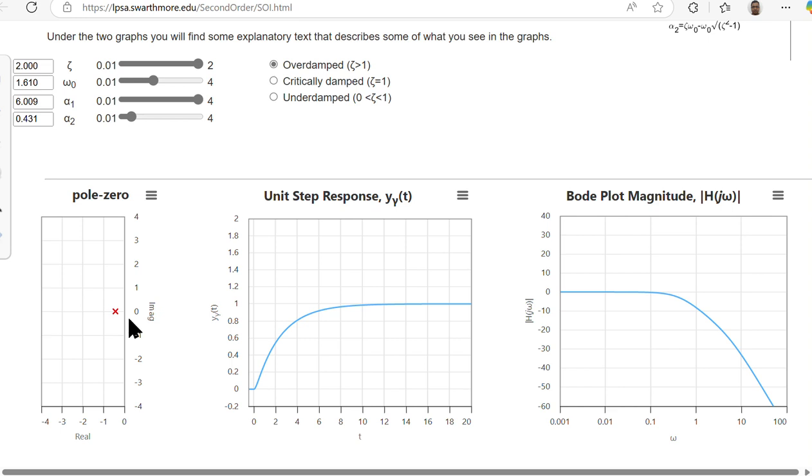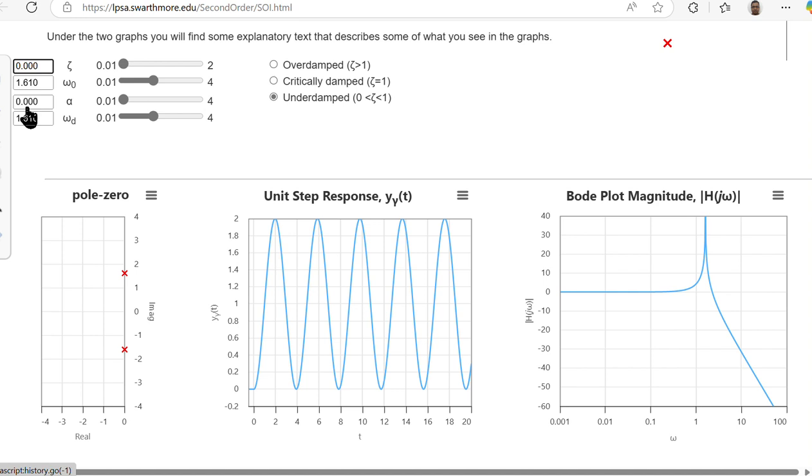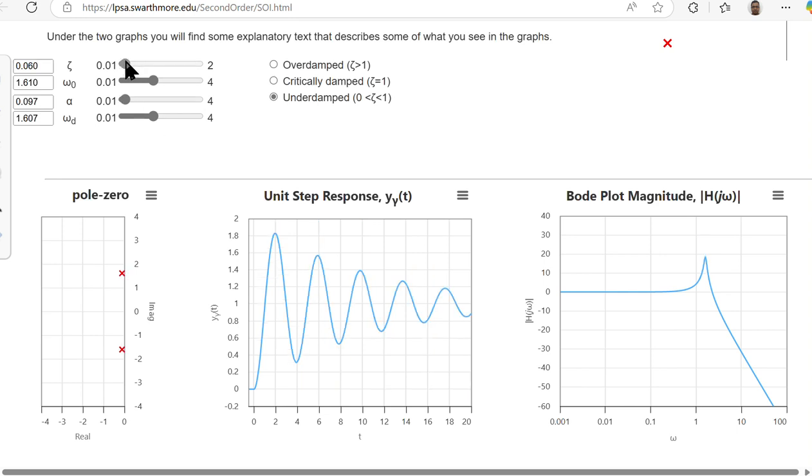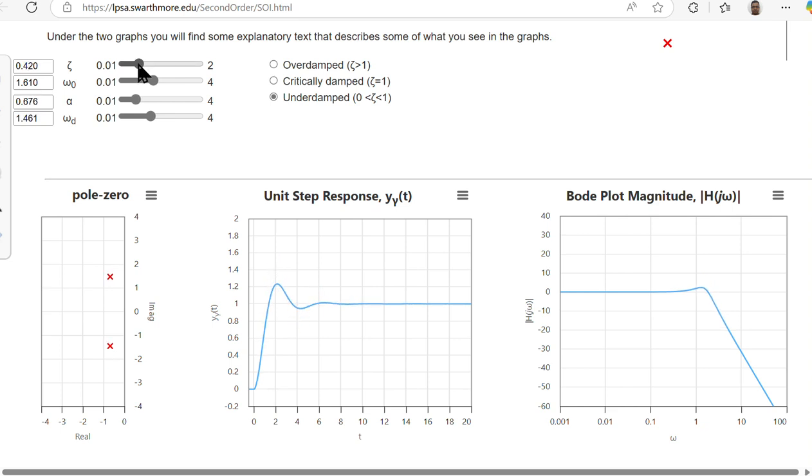Let's look at the pole positions. When zeta is 0, undamped, we have 2 poles on the imaginary axis. When zeta is between 0 and 1, this is underdamped. We can see both poles are complex numbers. They are not on this axis, but they are inside the plane.